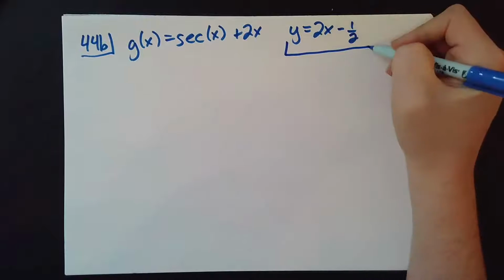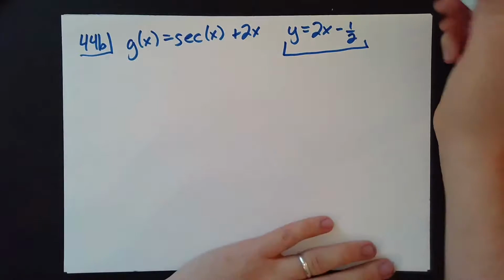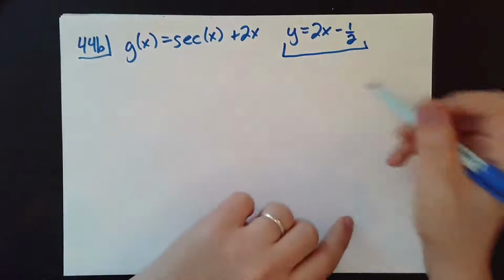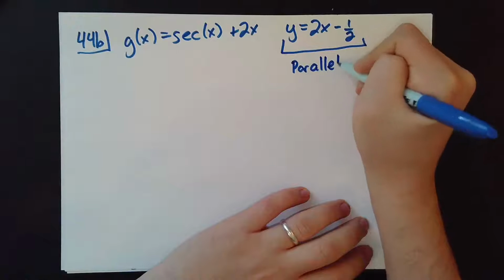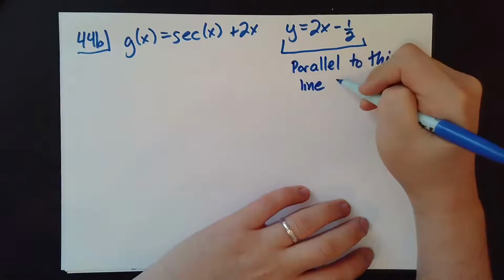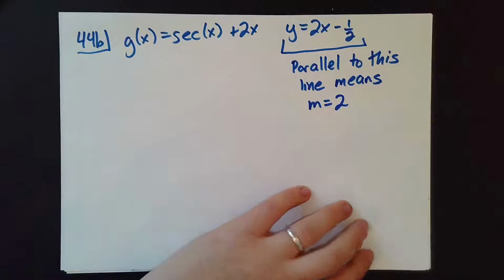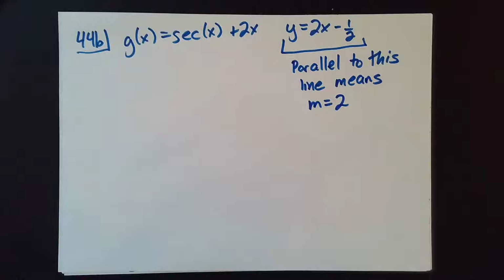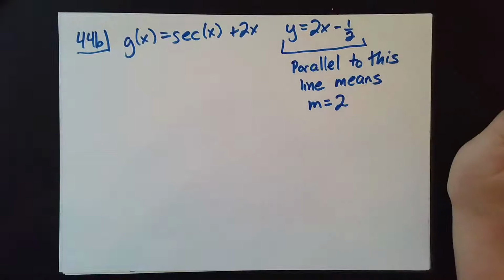And let's just remember, what does parallel to this line mean? It means it has the same slope as this line. So parallel to this line literally just means the slope is 2. So I know this is often a little bit disconcerting when this happens, but this minus a half actually has no bearing in the solution of this problem.